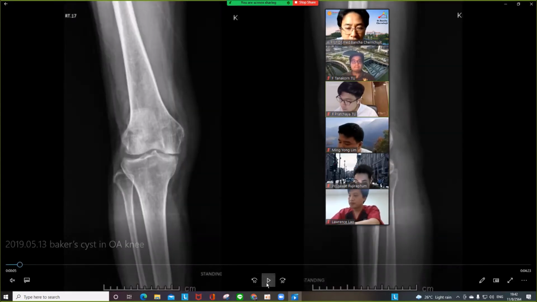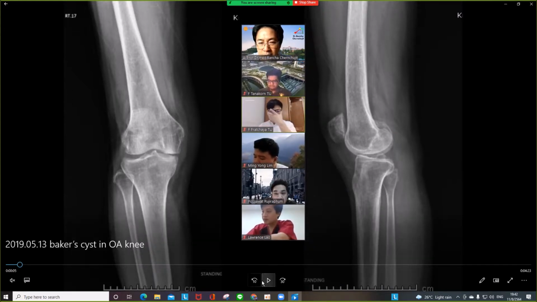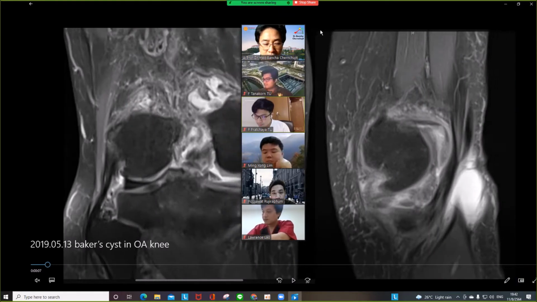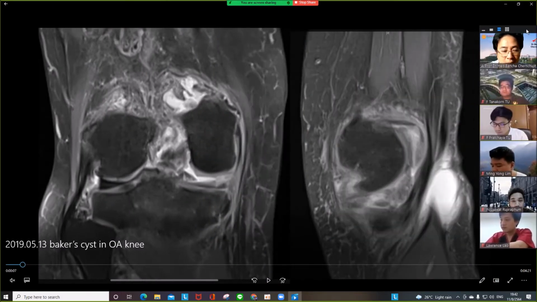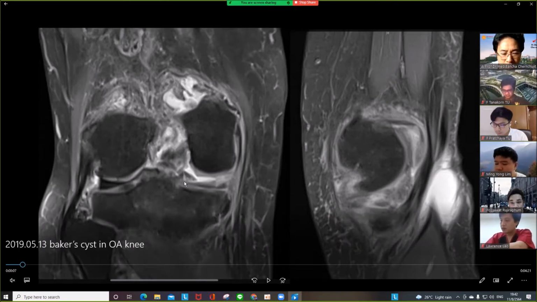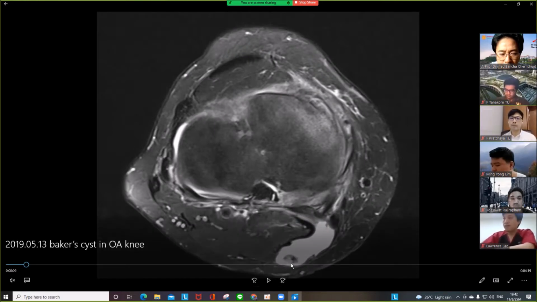Good. So that's the X-ray of this patient. Just some arthritic change, but she did not complain of joint line pain. Her main complaint is the pain in the back of the joint. That's the MRI. You can see the big Baker cyst, and the patient also has some meniscus problem on the medial side. Sometimes you may have some loose bodies inside the Baker cyst. So that's the MRI after the aspiration. You see the cyst is getting smaller.